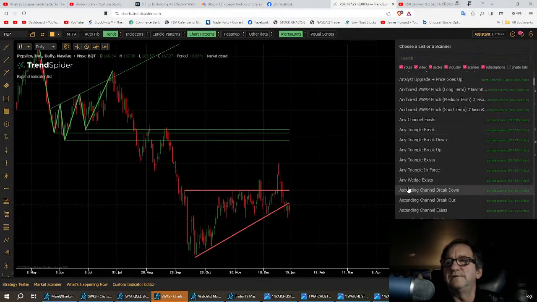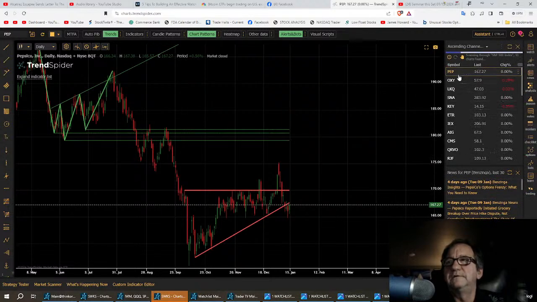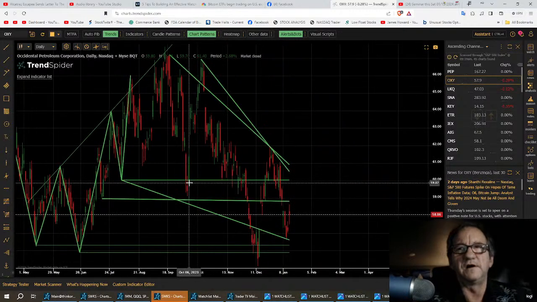Go down here and hit ascending triangle, break down. We've got Oxy. Now here's a good one. What's going on with Oxy right now? Does anybody know?